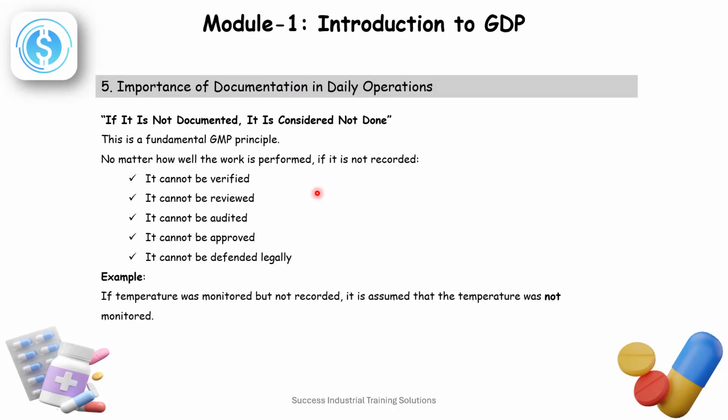In the next slide, we will discuss: if it is not documented, it is not done. This is a very important GMP rule that every employee must follow. Even if you perform the work correctly and you do not record it, there is no evidence and it cannot be checked, reviewed, audited, or approved. For example, if you monitor the temperature but do not record it, then it will be treated as if the temperature was not monitored.